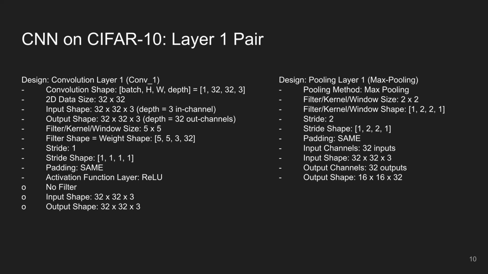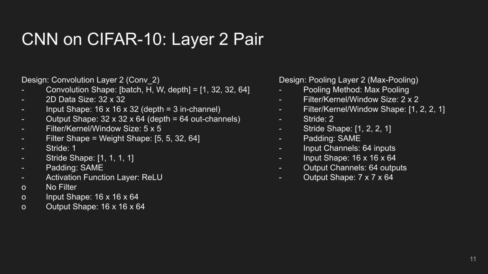The max pooling layer was set up with a kernel size of 2 by 2, a stride of 2, meaning that the window shape there is a 1 by 2 by 2 by 1. Padding is same on that. Again, 32 inputs, so input shape of 32 by 32 by 3, representing the color input, and then the output shape. This was in turn fed into a layer 2 pair consisting of a convolutional layer and a pooling layer.